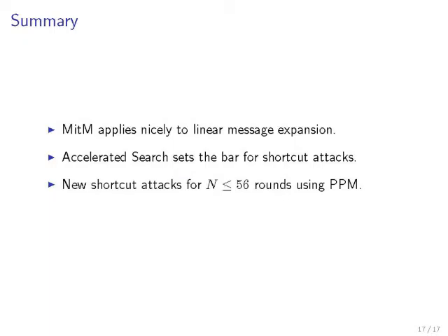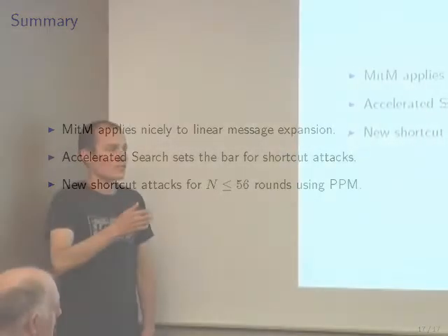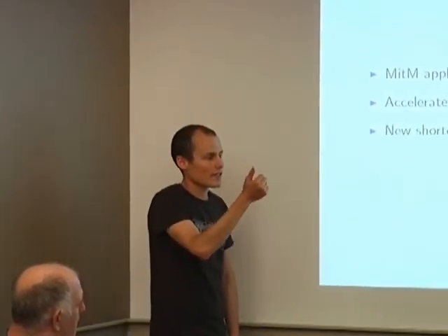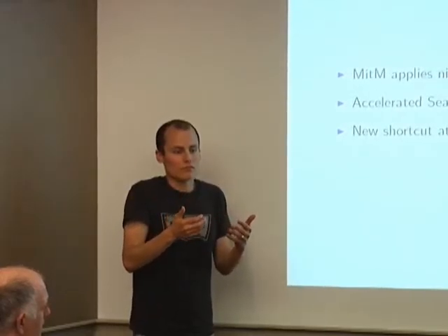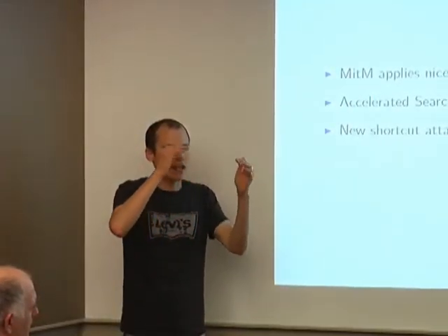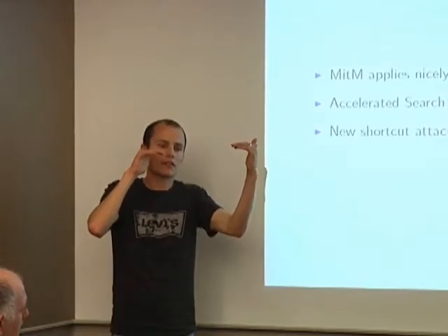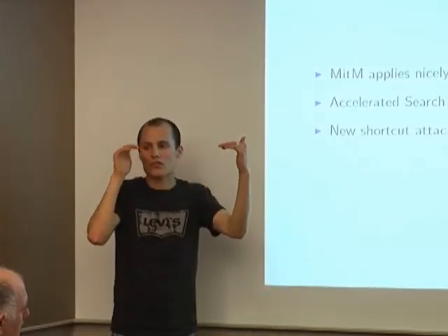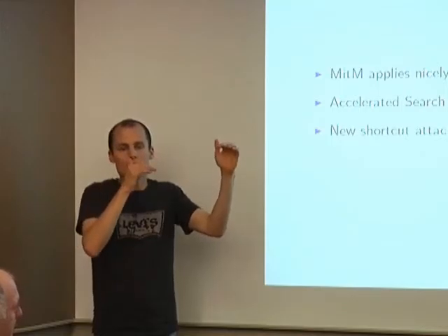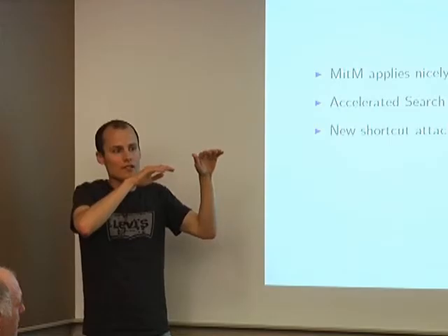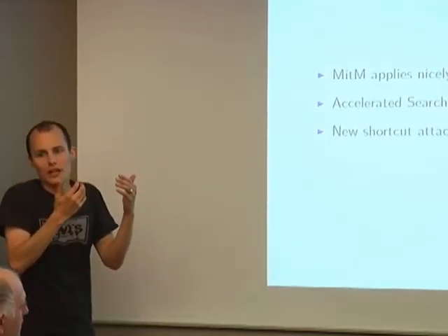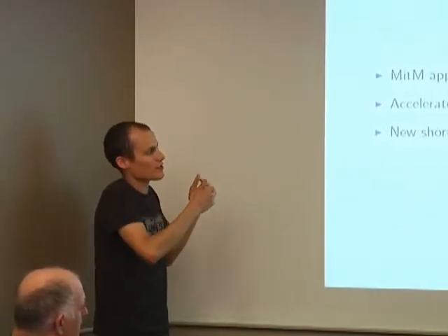So, as a summary, the improvements we could make, both ideas, accelerated search and probabilistic partial matching, we found by this way of looking at the meet-in-the-middle attack with linear message expansion. That was not done before. Meet-in-the-middle was applied to linear message schedules, but this way of combining these differences was not used before. And this makes our extensions quite not obvious, but straightforward somehow.